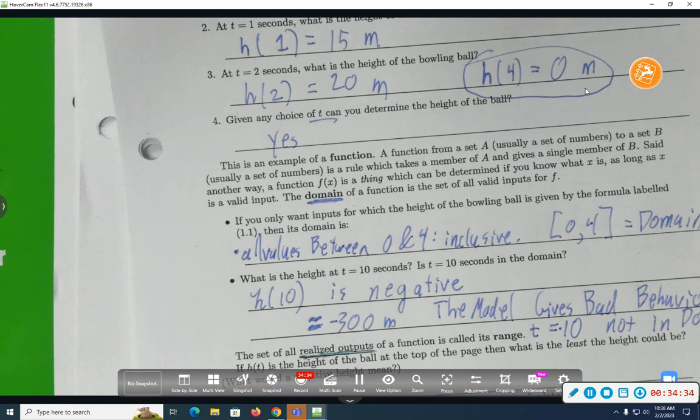So let's start with this question. Is the height of this bowling ball ever allowed to be negative? We specifically restricted the domain to do that. Is the height of the bowling ball ever exactly 0? Yeah. So the minimum height this bowling ball achieves is 0.